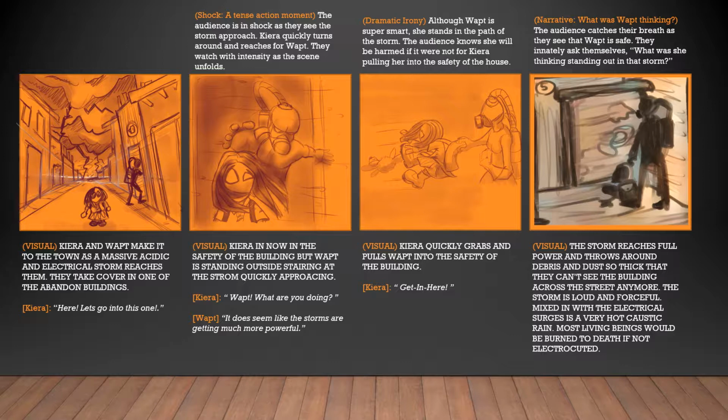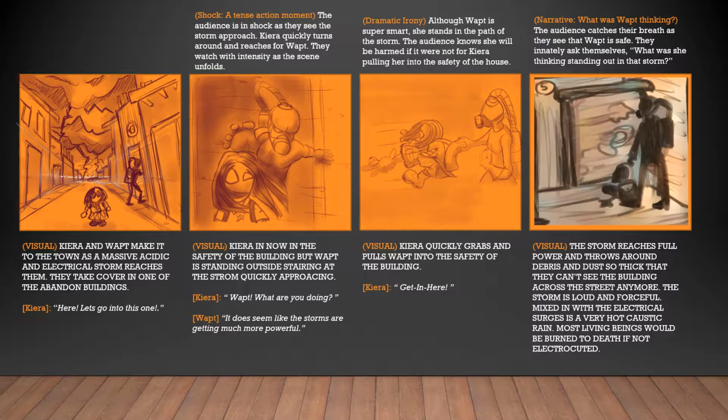In this next scene, we establish the visual. Kira is now safely in the building, but Wap, for some reason, is standing outside as the storm approaches. Kira: "Wap, what are you doing?" Wap: "It does seem like the storms are getting much more powerful."